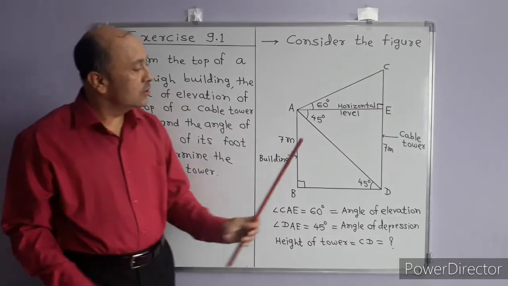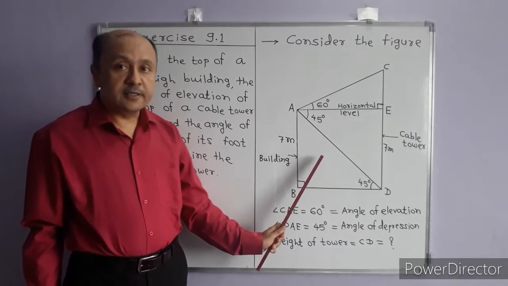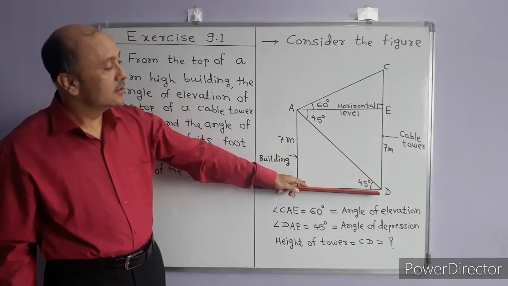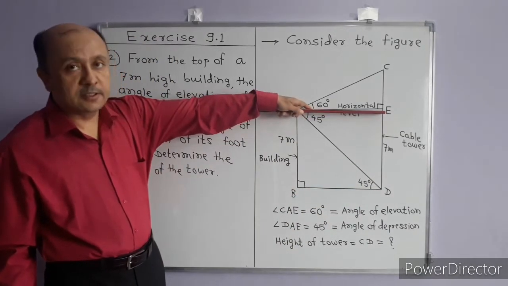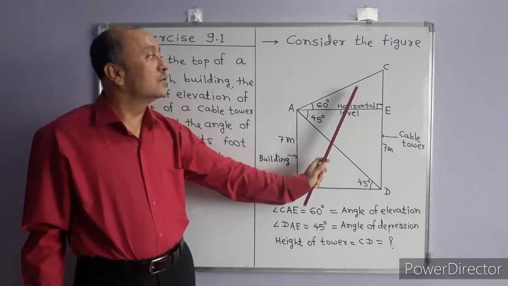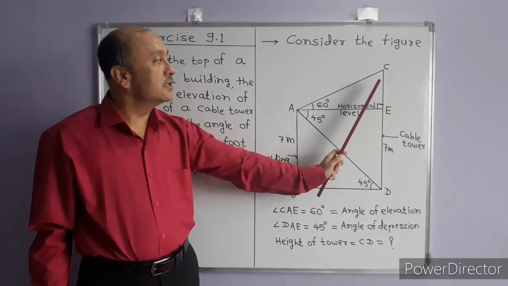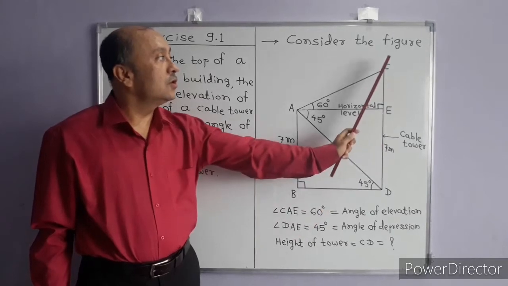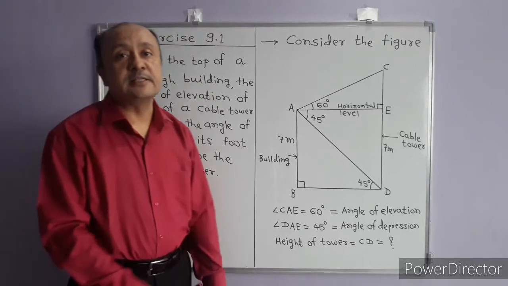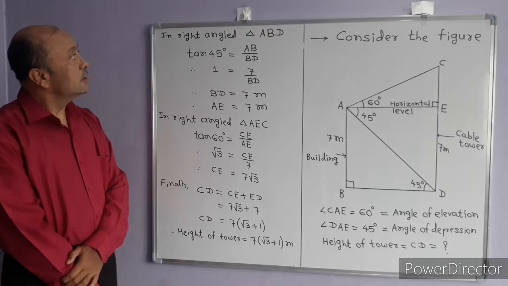So what we will do, we will use this right angle triangle ABD first, and by using it we will find out this length. Then by using the other right angle triangle we are able to find out this length, and if we add this length plus this length, we will get the total height of the tower. In this way we will proceed for the solution of this example. So let us start students.